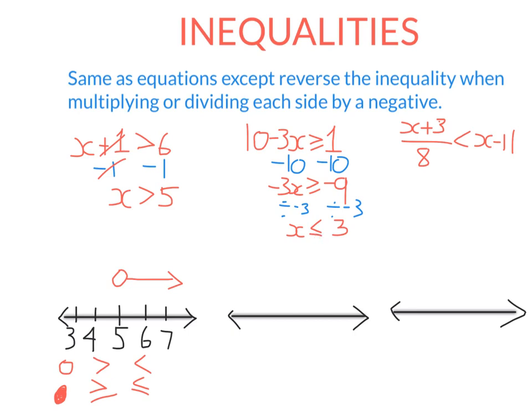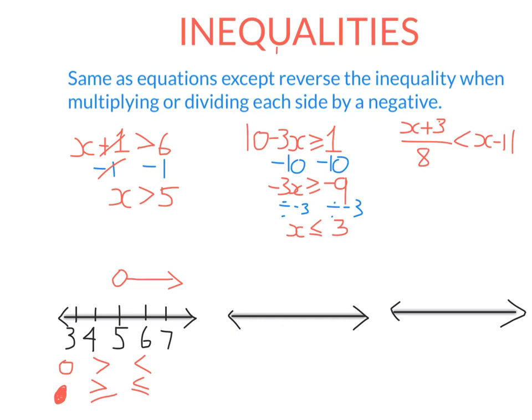We only reverse the inequality when we're multiplying or dividing each side by a negative. If I multiplied each side by negative 3, I would have reversed the inequality. The reason we do that is when you multiply or divide something by a negative, you change its sign. And when we change the sign, we're changing the sign of the inequality.